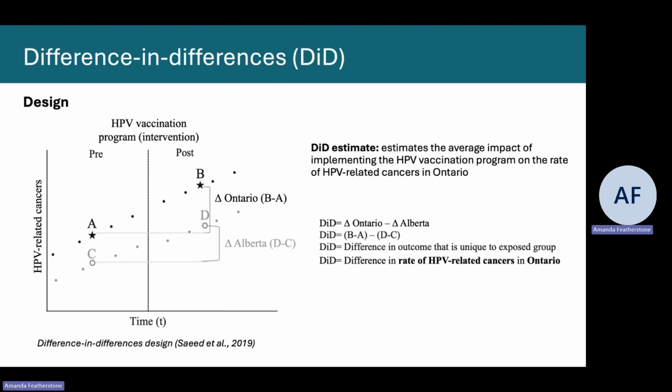The difference in differences estimate estimates the average impact of implementing the HPV vaccination program on the rate of HPV-related cancers in Ontario. So the double difference between time periods and intervention groups, or in this case, provinces, allows us to estimate the difference in HPV-related cancers that is unique to the province of Ontario because the province of Alberta acted as a control group to control for any time-varying changes that may have influenced the outcome.